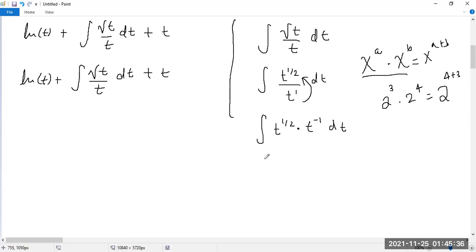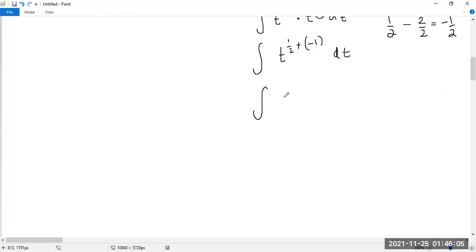So in this case, I'm essentially saying that this is the same thing as taking the integral of t to the 1/2 plus -1 dt. I'm just adding the exponents. 1/2 plus -1 is 1/2 minus 1, which is 1/2 minus 2/2, which is -1/2. So this is actually t to the -1/2 dt. That's what I'm working with here.